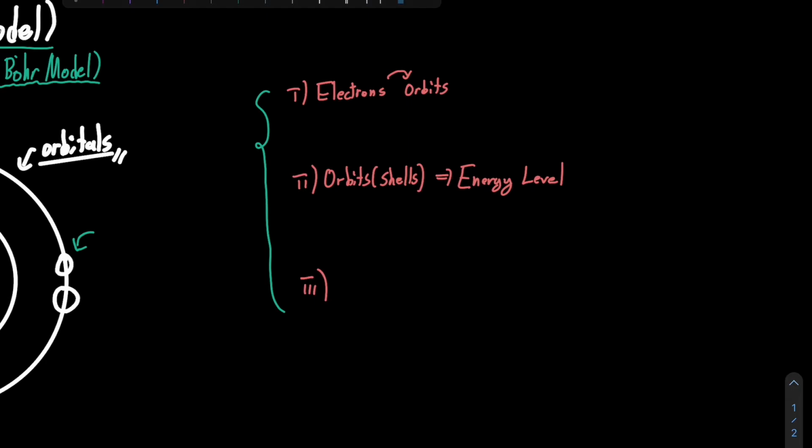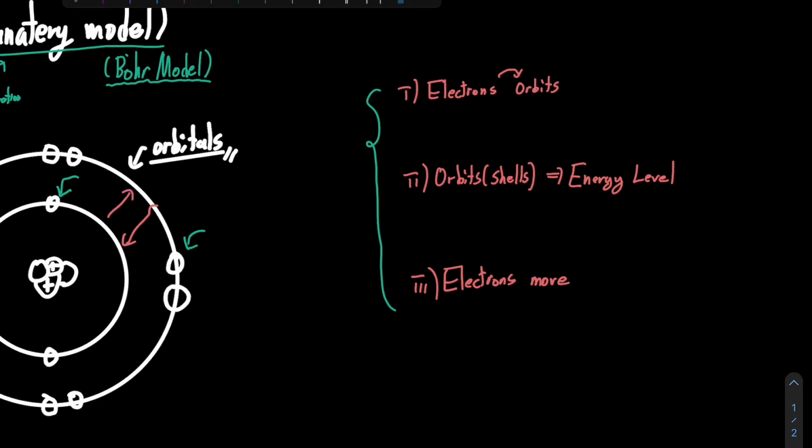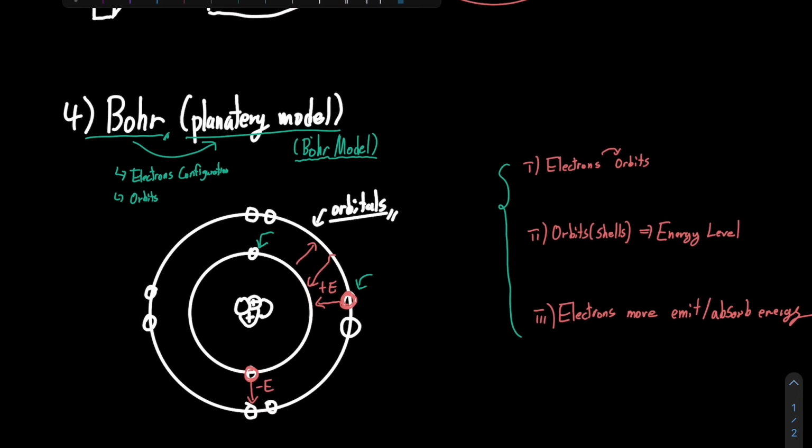And the third rule of Bohr is that when electrons move from one orbital to another, they emit or absorb energy. So if an electron that is here would move into a closer layer, due to the fact that it is being reduced of energy, it produces energy. But if an electron here would be moving out, due to the fact that it's gaining energy, or the energy of this electron is increasing, it absorbs energy.